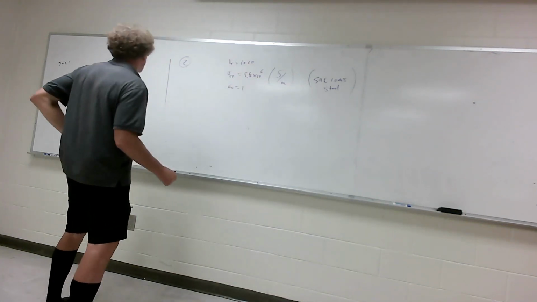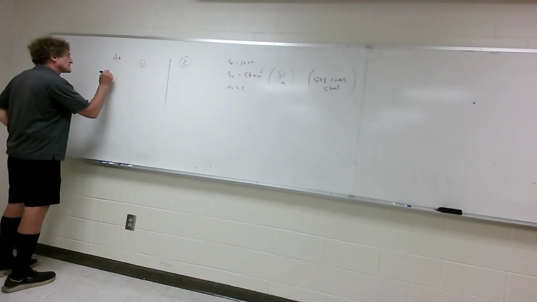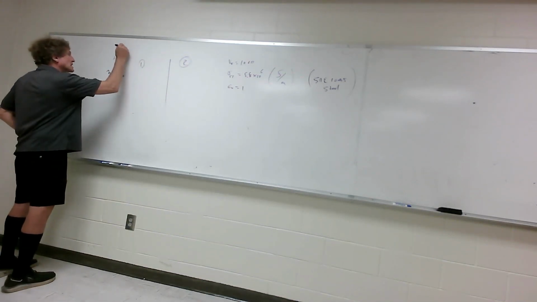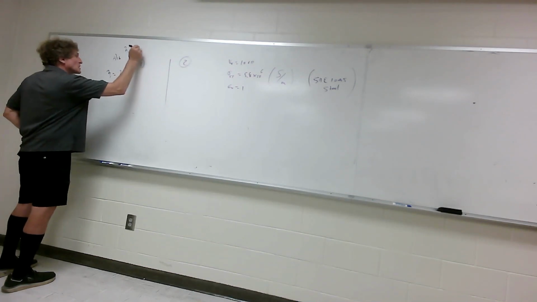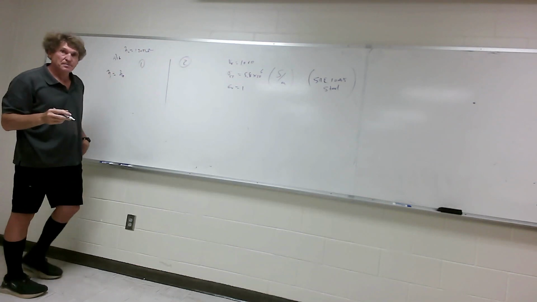Okay. So first we need for these two regions to get eta. And in region 1, this is simply eta naught. And eta naught is equal to 120 pi ohms, or about 377 ohms. Do you all agree with that, class?